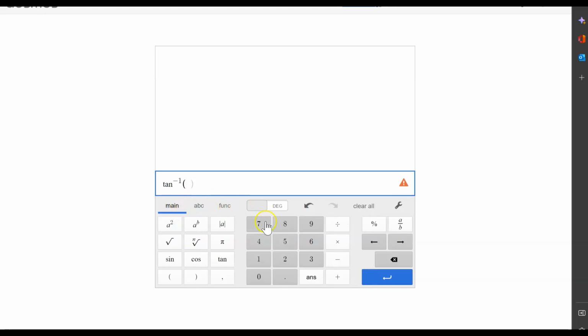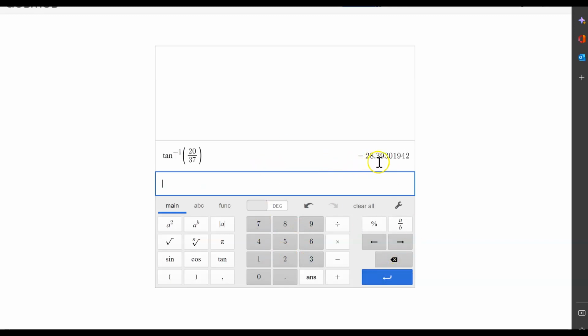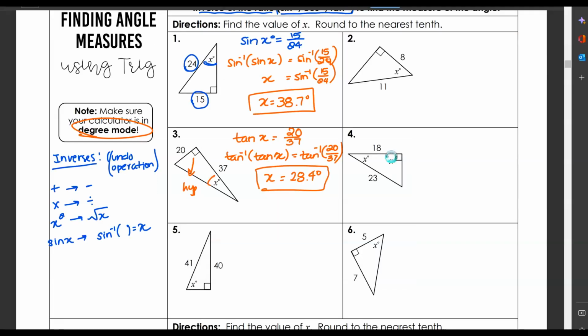Then I would do 20, and divide that by 37. When I hit enter, notice that I get 28.39. We're just going to round that to the nearest tenth, and so we'll get 28.4 degrees. No worries if you don't have a calculator. I don't know how good the cell phone calculators are, but you can always use Desmos or GeoGebra. Both of those would work fine.